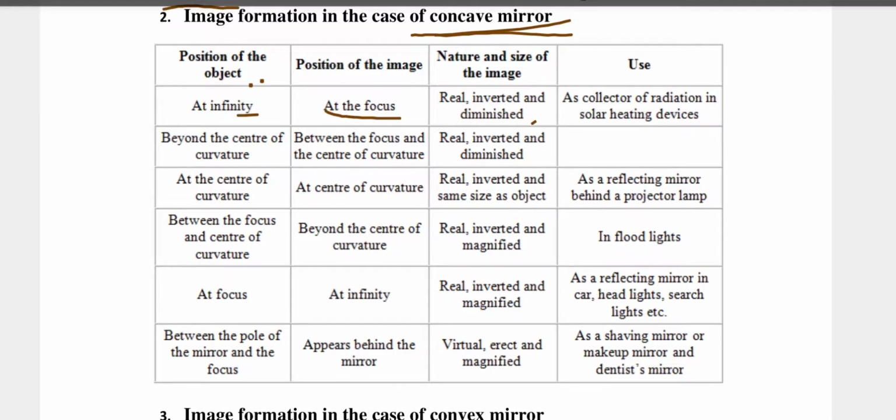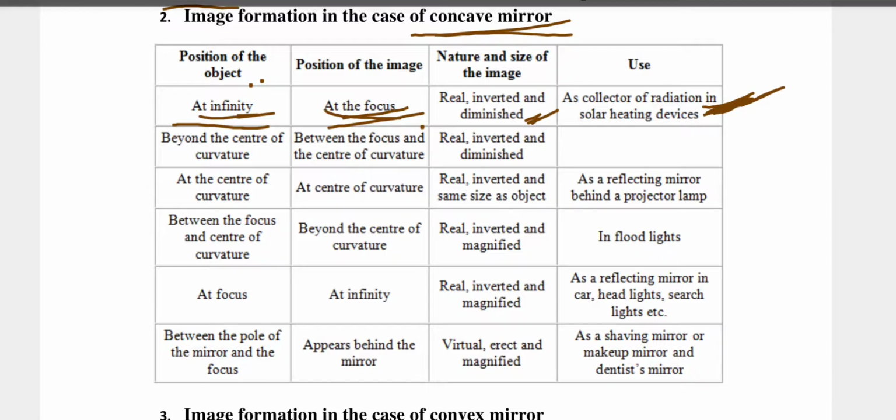So if we place the object at infinity, we get the image at focus, and the nature is real, inverted and diminished. We use this in collectors of radiation in solar heating devices like the solar furnace. I have already explained the uses of concave mirrors. We use this in solar furnaces to collect the radiation at one particular focus, so that the heat will be maximum.